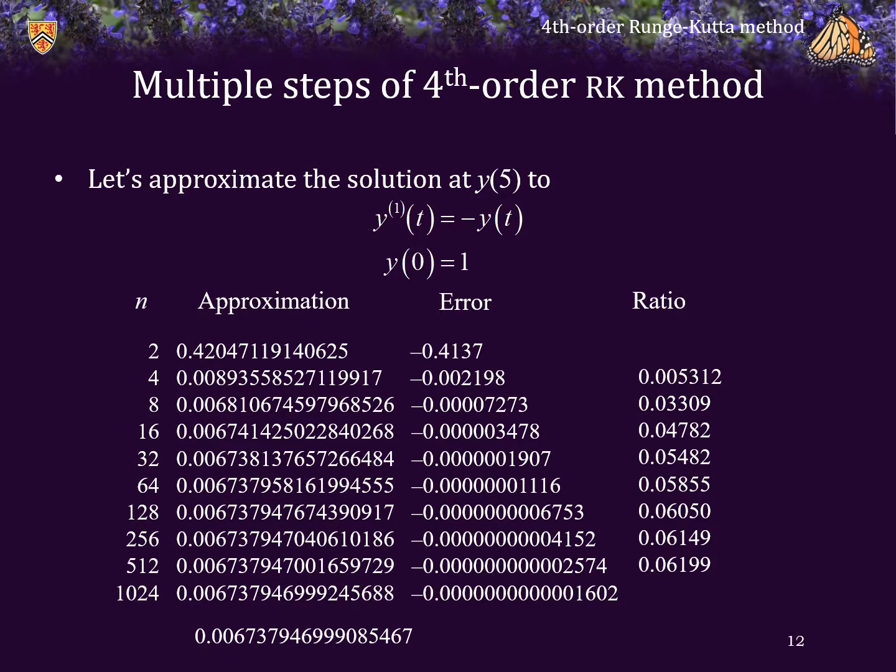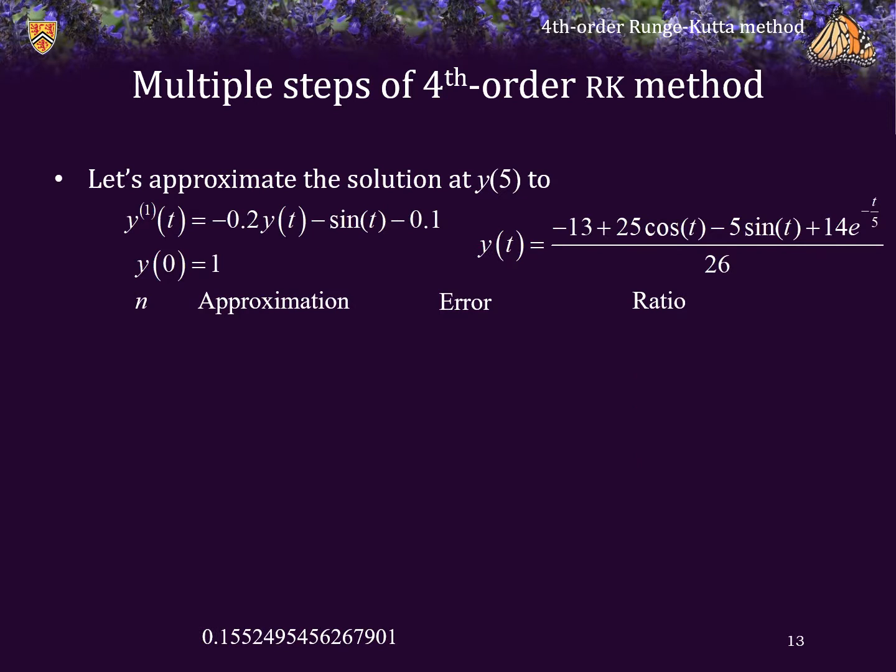And with 1022 intervals, the error is insignificantly small. Here's our second initial value problem, and again, we're going to approximate y at 5. The correct answer to 16 significant digits is at the bottom. So with 2 intervals again, it's not a bad approximation actually. It's at least 1 significant digit. Double the number of intervals and we're already getting closer.